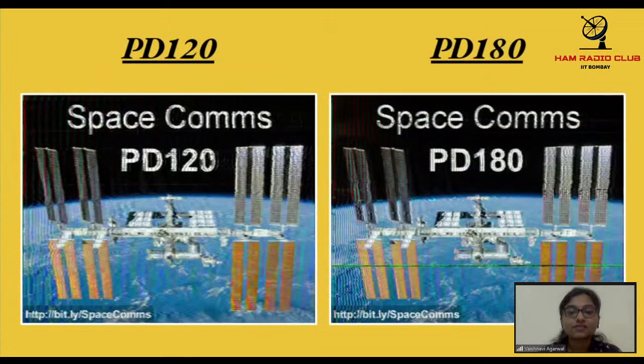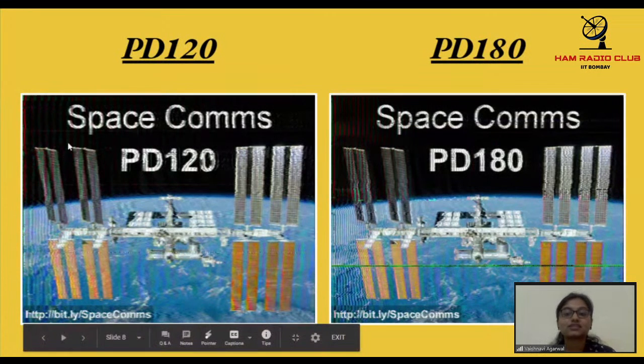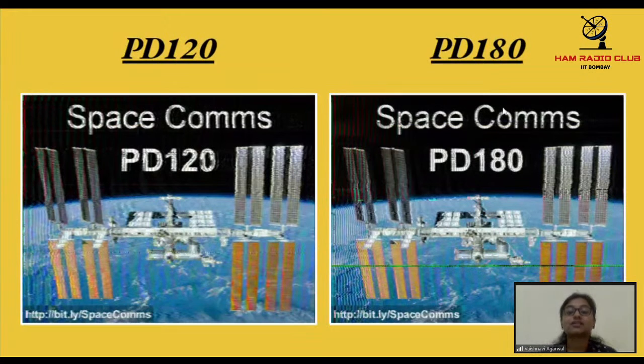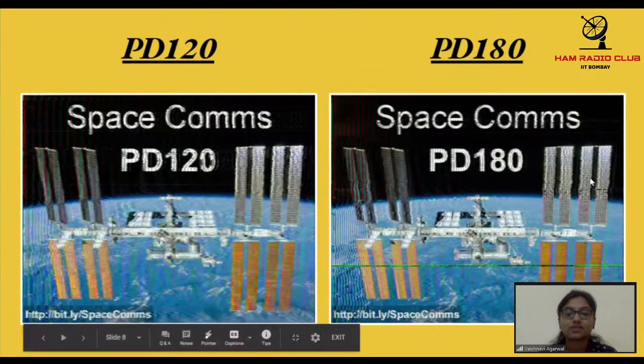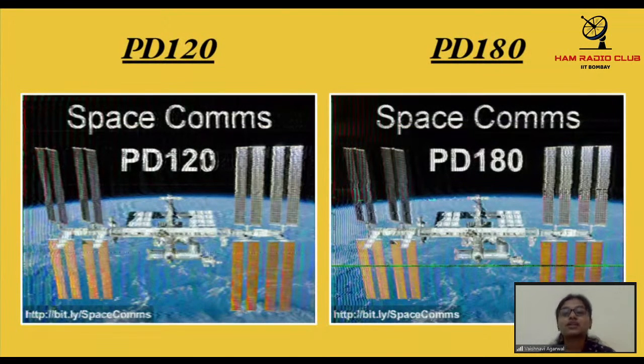The main difference in all the modes is the image quality, which is proportional to the time taken to transfer the image. As you can see in the slide here, PD120 is faster than PD180. Hence, the image quality is better in the case of PD180. So today, we will talk a little more on PD modes.